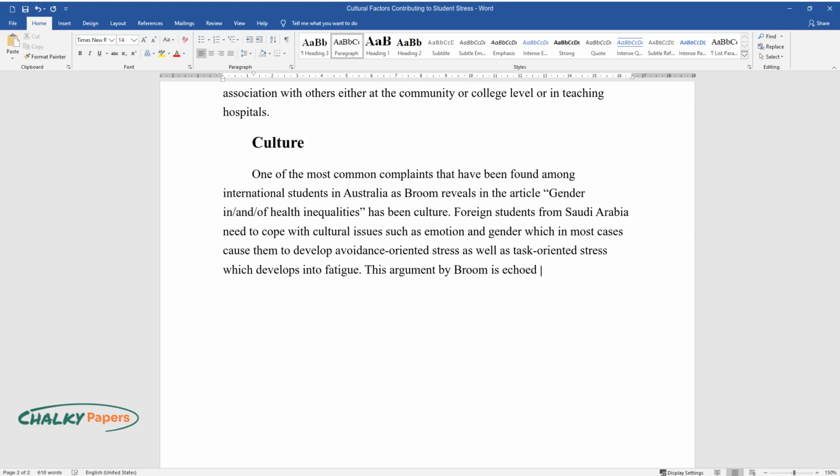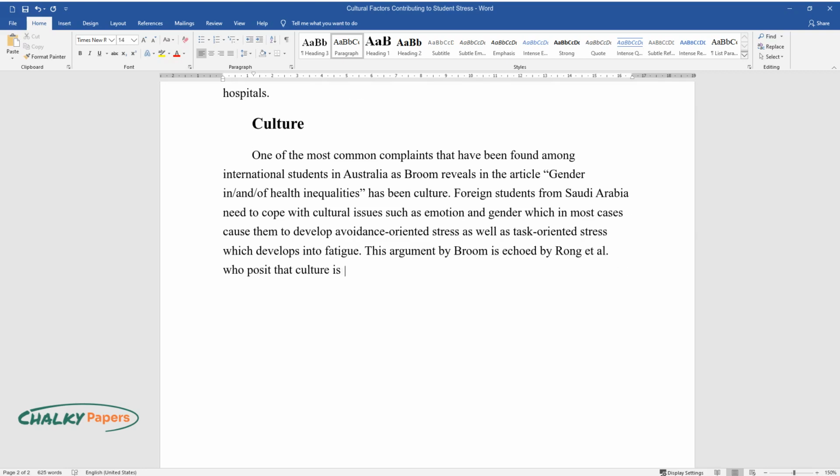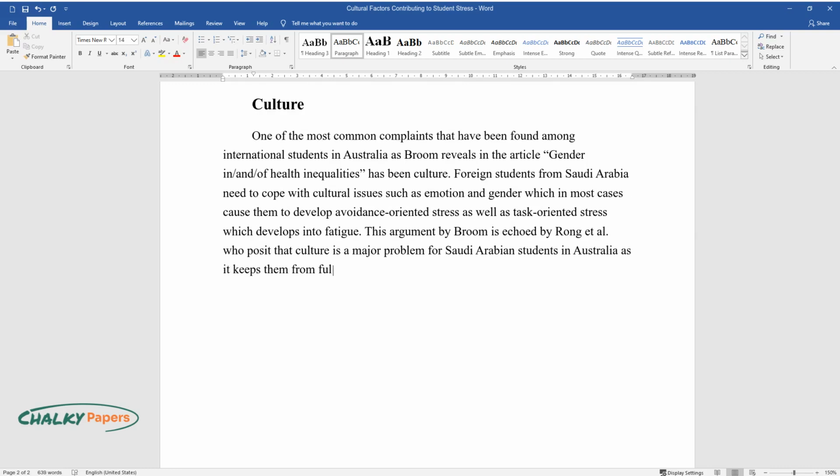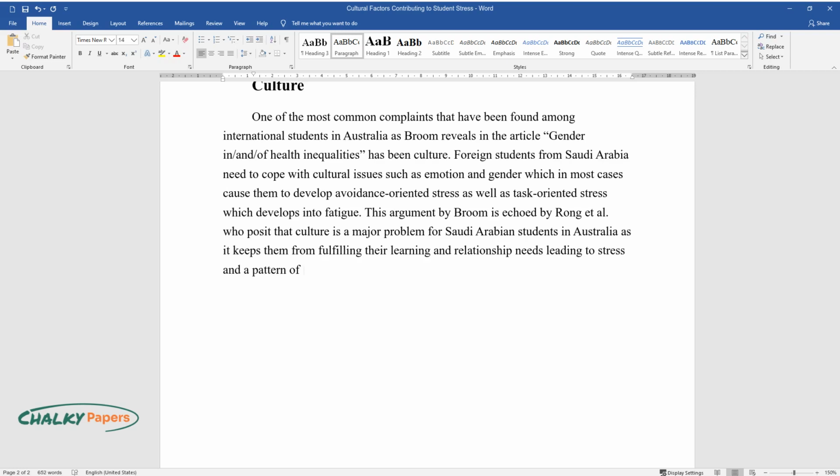This argument by Broom is echoed by Rong et al., who posit that culture is a major problem for Saudi Arabian students in Australia as it keeps them from fulfilling their learning and relationship needs, leading to stress and a pattern of depressive disorders.